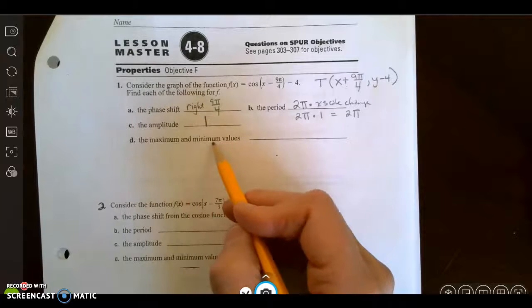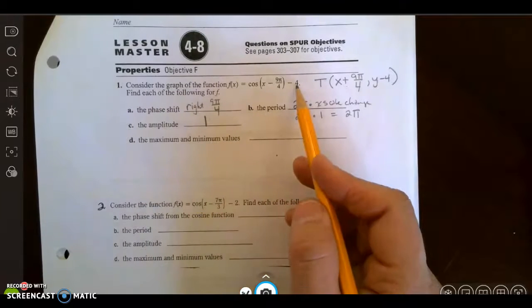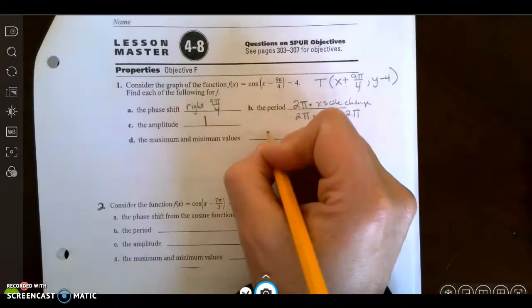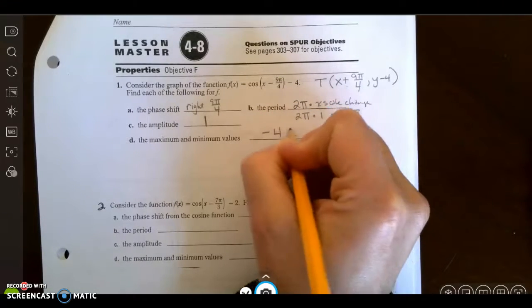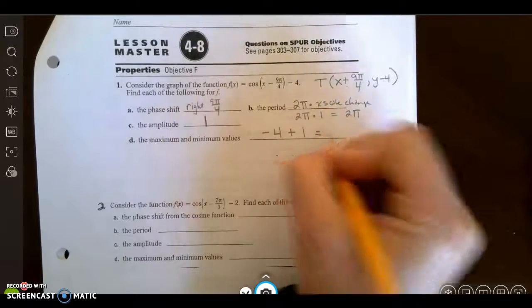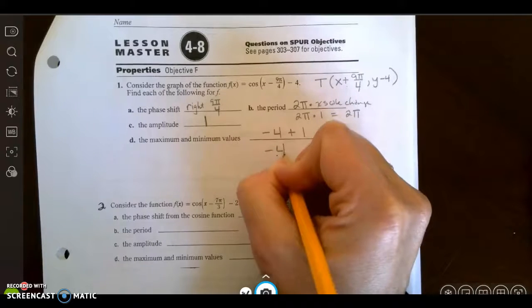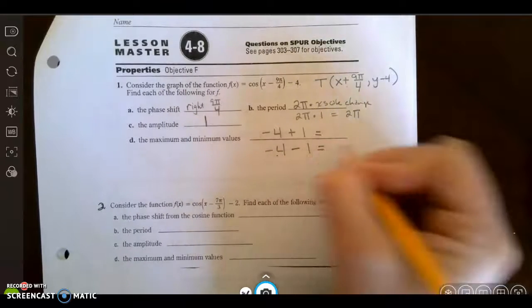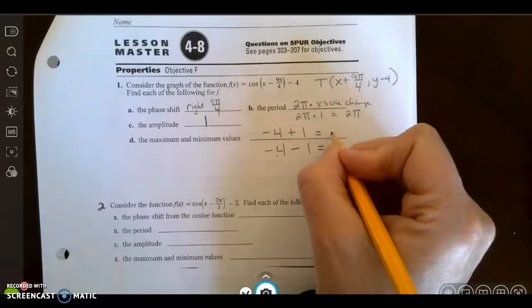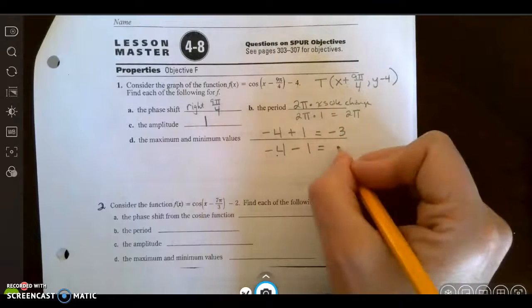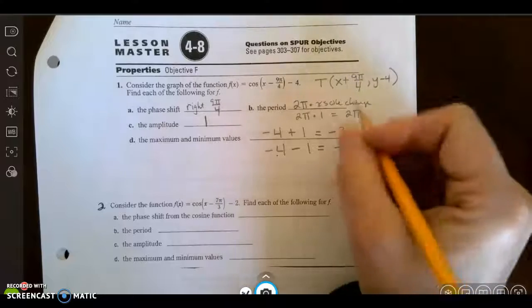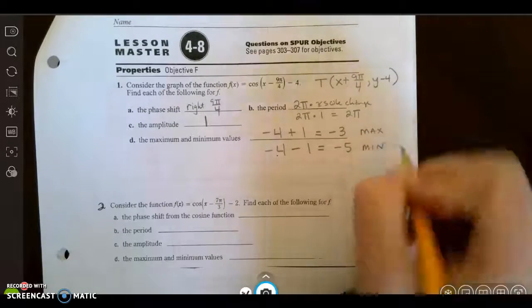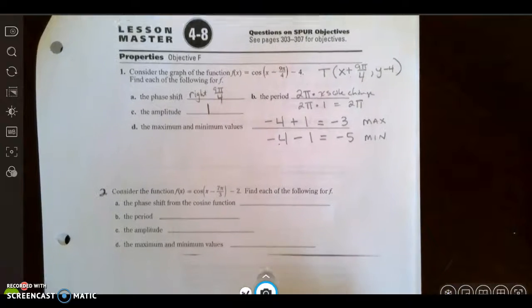The max and min values: because my graph is shifted so the axis is at -4, from the axis at -4, I'm going to go up 1 to get to the maximum value. And I'd start at the axis, which is -4, and go down 1 to get to the minimum value. So the maximum value is -3, and the minimum value is -5. So this is the max, and this is the min. All right, let's go to number 2.